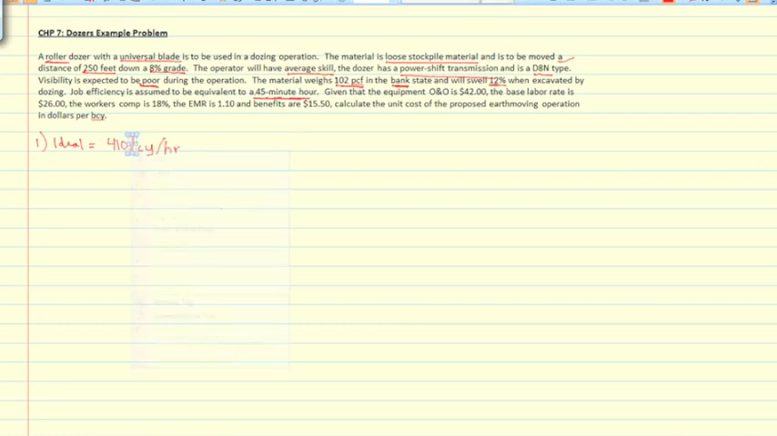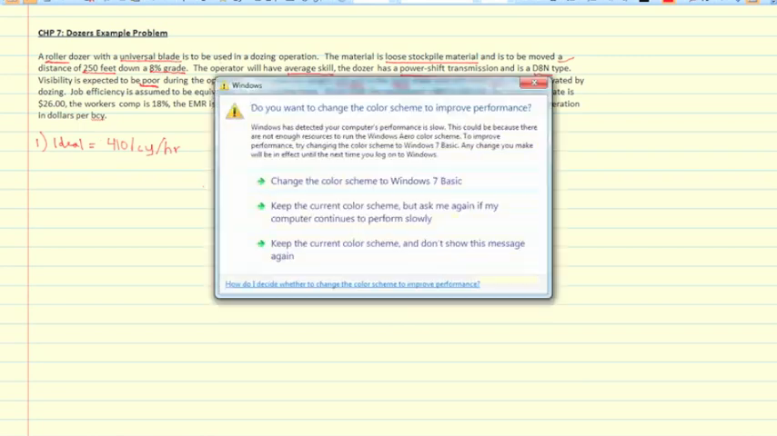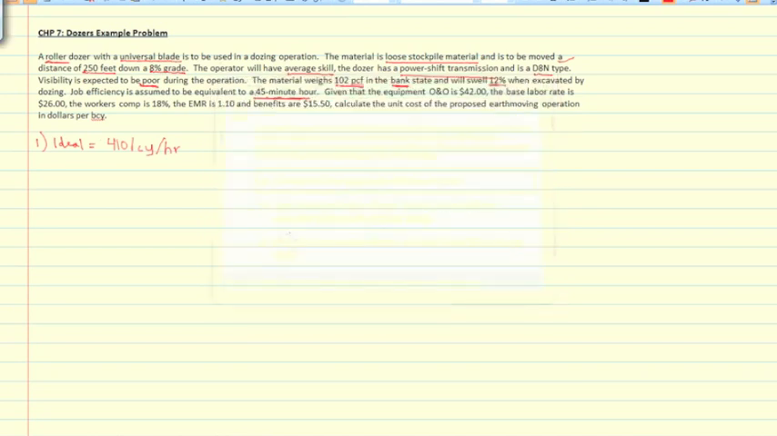So really the key to a lot of these problems is going to be your units. So you got to make sure that as we go, you're paying attention to loose cubic yards versus bank cubic yards, and if it's cubic yards or cubic feet, hours, minutes, that kind of thing. So go ahead and pay attention to that while you're going. Alright, so now we've got the ideal.